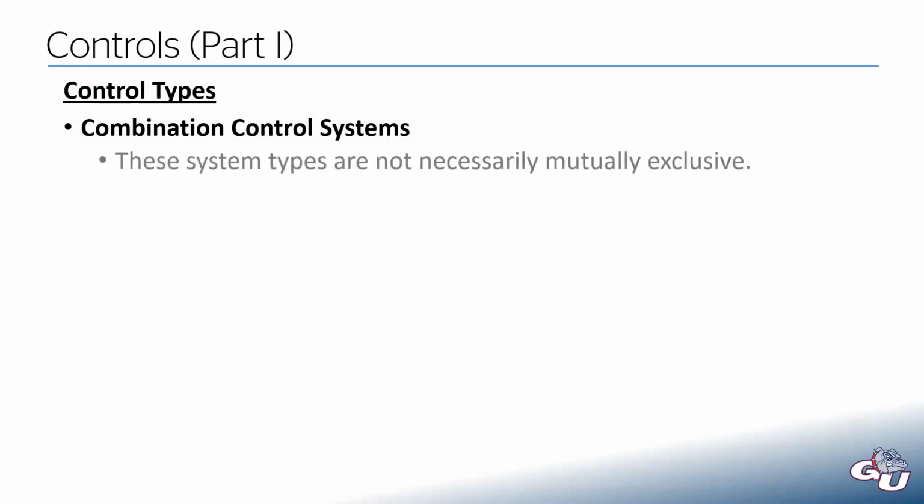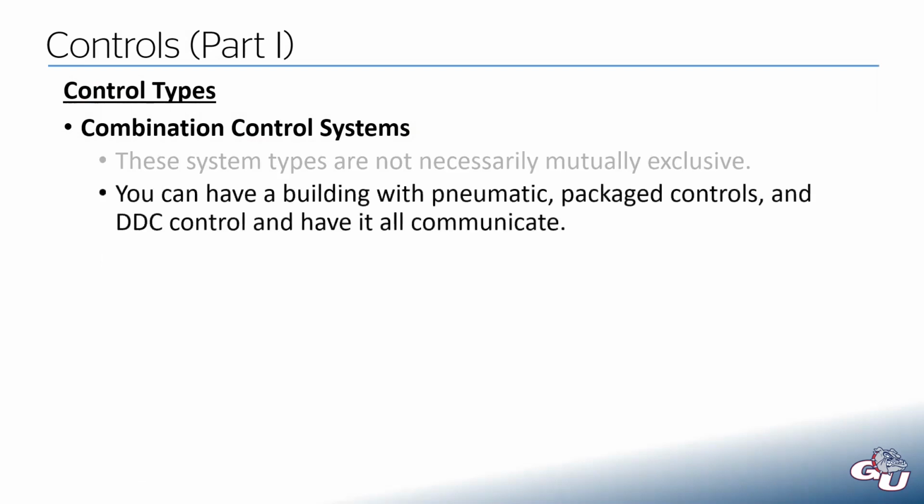And you could have a combination of different control systems. So these types we've talked about, pneumatics, packaged, DDC, they're not necessarily mutually exclusive. You could have a building, in theory, with all three of these controls and have it all communicate. You probably wouldn't have multiple control types on any given piece of equipment, but it could be that this wing of the building is on pneumatic controls and this other wing is on full DDC.